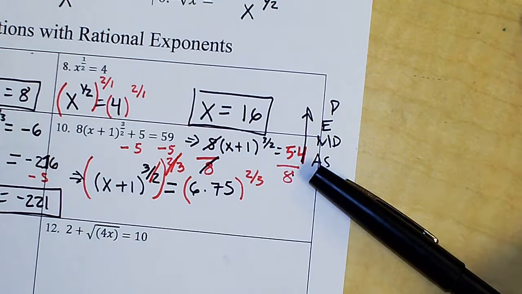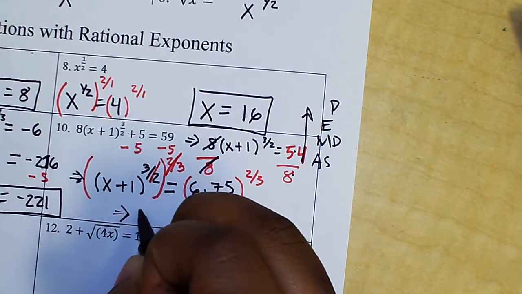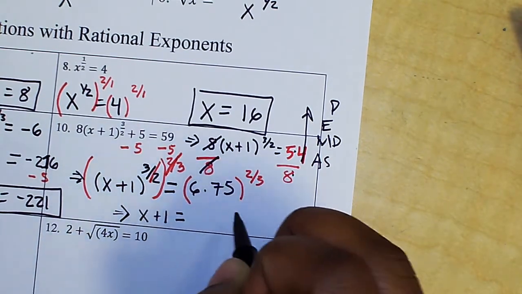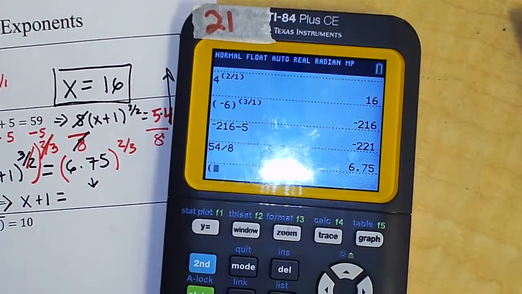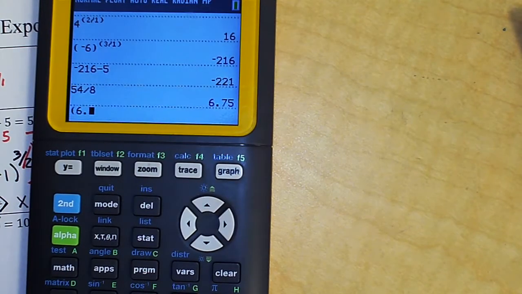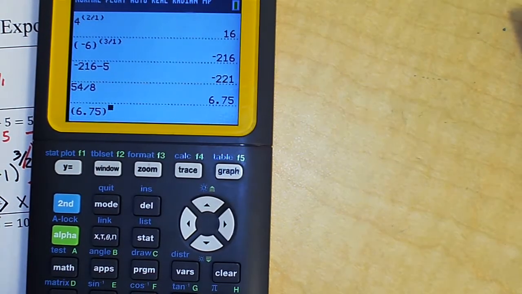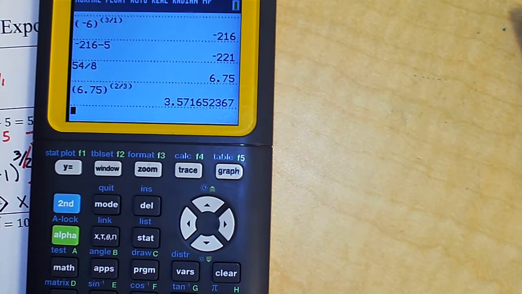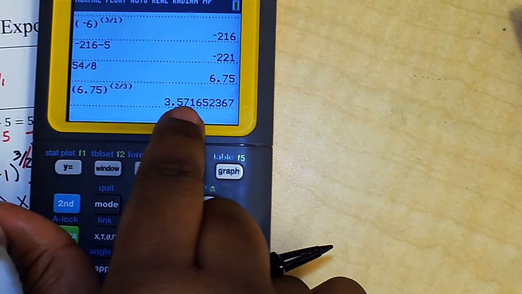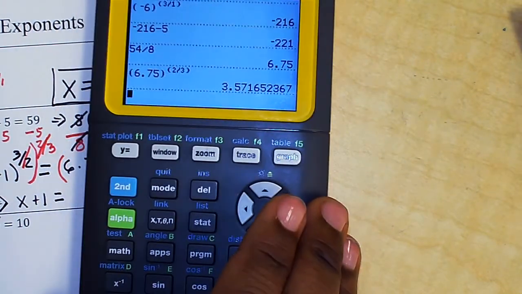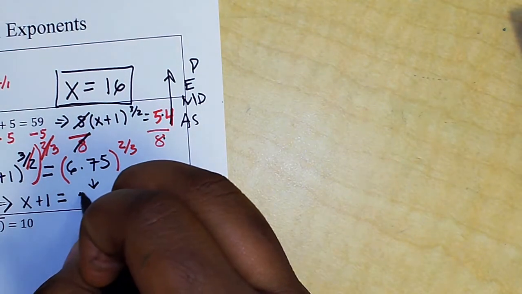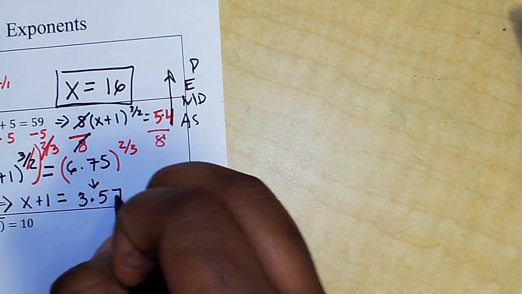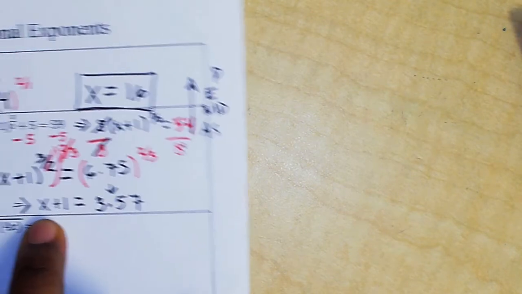That's going to cancel out these exponents. So now I have x plus 1 is equal to 6.75 to the power of 2 over 3. Let's see what that equals. So 6.75 to the power of 2 divided by 3. If I press enter, 3.57. We're just going to round that up to 3.57. So this is going to be equal to 3.57. But as you can see, x is still not by itself.